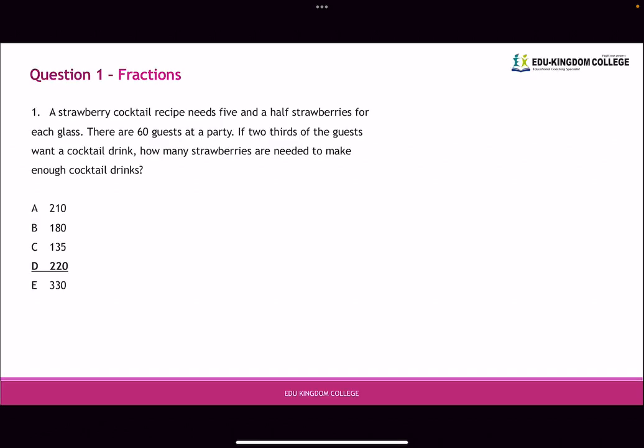So let's get started. A strawberry cocktail needs 5.5 strawberries for each glass. There are 60 guests, and 2/3 want a cocktail drink. So 60 guests, and 2/3 of that is going to be 40. Sorry, that's a bad 40, but I hope you can read my writing. So 40 guests, and then 40 times 5.5. Let's split this up: 4 times 10 times 5.5, because 40 is just 4 times 10. 4 times 5.5 is 22, times 10 is going to be 220.